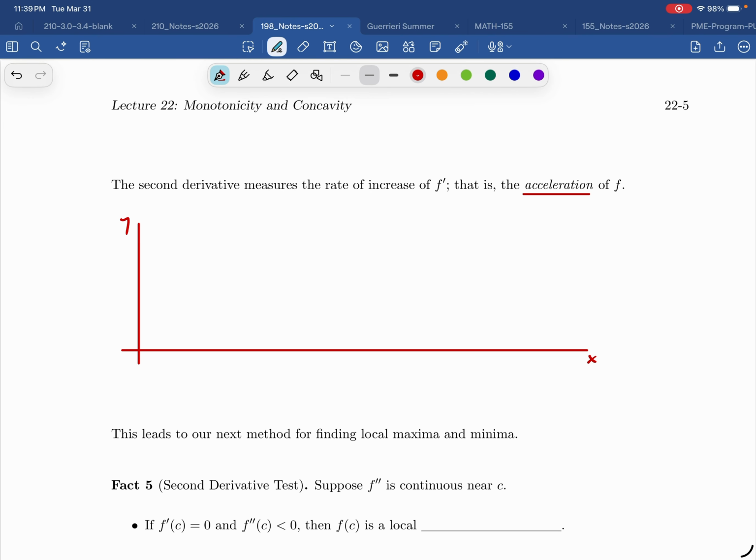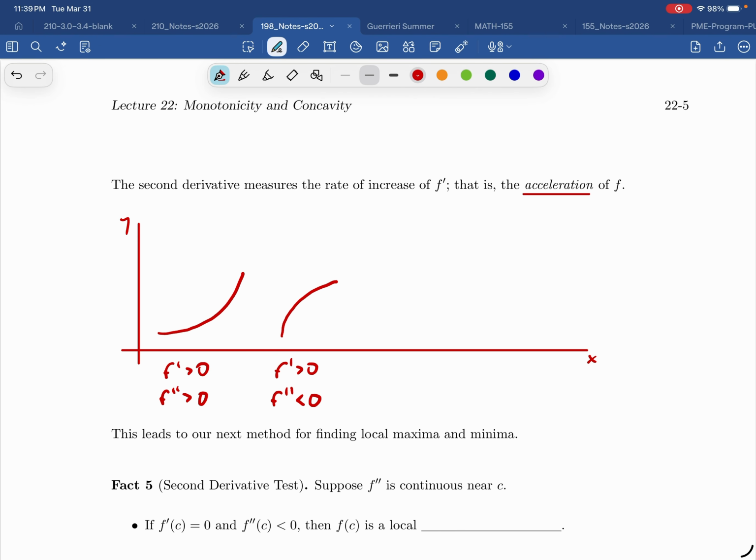So case 1, we have f prime greater than 0 and f double prime greater than 0. Here, the velocity of a function is positive and the acceleration is positive. So the derivative is getting bigger over time. So we have something like that. What about the situation where f prime is positive, but the acceleration is negative? Well, our function is still increasing. Remember what we said at the beginning of our lecture.